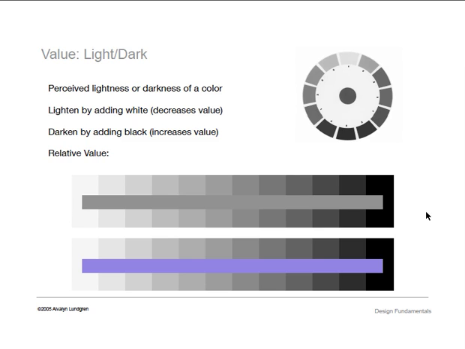And I've taken the hue circle from the previous couple of slides and have translated it into a grayscale. And so we see that yellow is not as light as white and violet is not as dark as black. And we see all the respective hues at their normal value. Like I said, to lighten you add white, and to darken you add black.